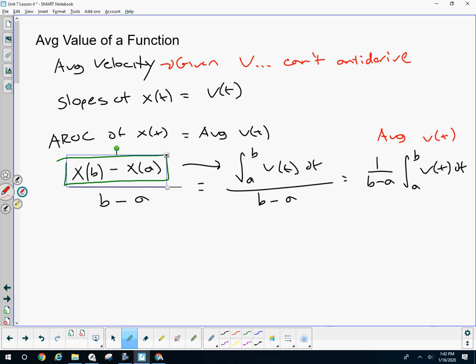Now, we talked about the slopes of velocity giving us accelerations. If I wanted to find an average acceleration, so let's just change this. This is v, slopes of velocity give us a. If I want to find the average acceleration, I could give you the average rate of change of v, and that'll give you average a. This will be v of b, this will be v of a. This turns into a. So, okay, if I want to find average a, I need a in my integral.